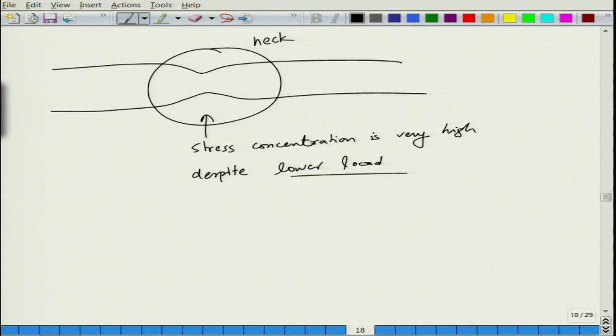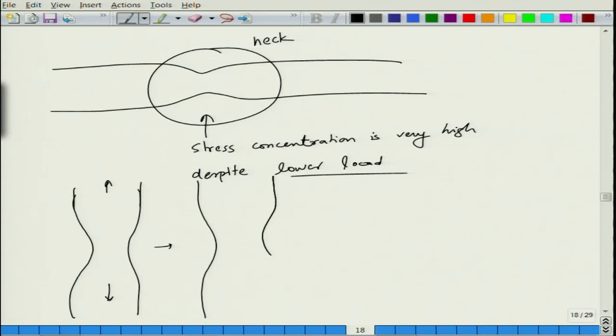And basically what happens microscopically at this point is that you have formation of little voids at the neck. So when you have this neck, your neck starts forming something like this. As you keep deforming it and then you deform it further, you nucleate these small voids, let us say small cavity formation, and these cavities grow.